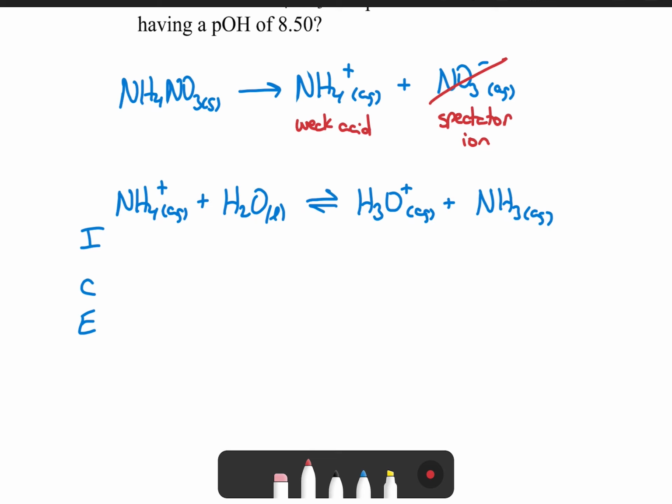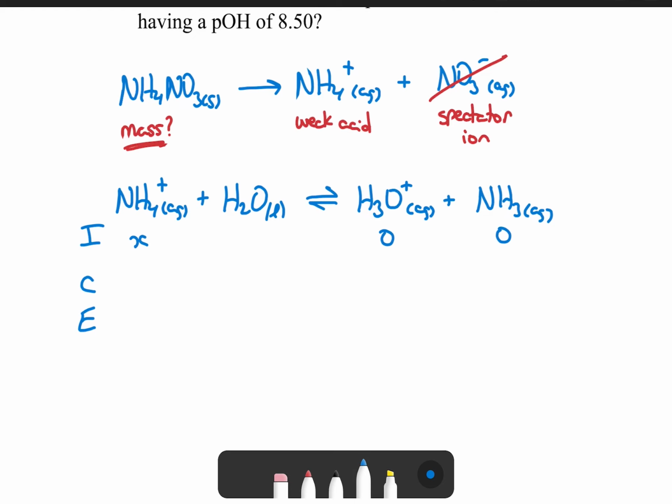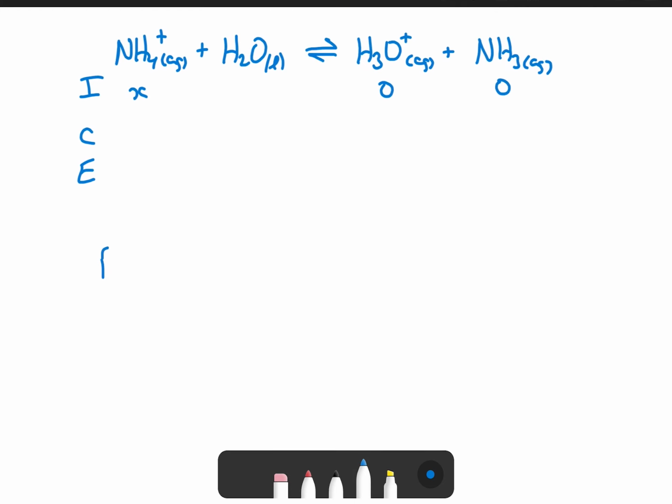We're asked, what mass of NH4NO3? So in this question here, we were asked to find the mass of the salt that's originally placed into this solution. Therefore, we need to find out the NH4+ molarity initially. There's nothing else placed into the flask initially, but we are also told that we have a pOH of 8.50.